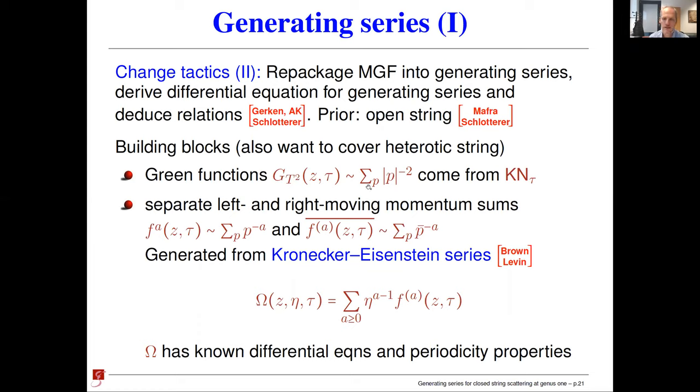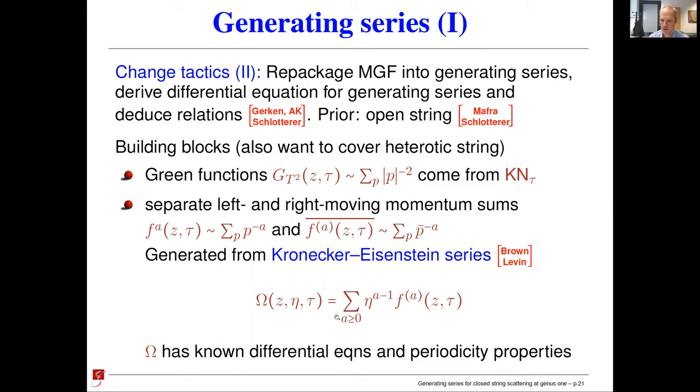Okay, so these Green's functions we can generate by expanding out Koba-Nielsen factors. So certainly this is something that will go into the generating series. How do we generate these chiral and anti-chiral things? They come from expanding something that is called the Kronecker-Eisenstein series.